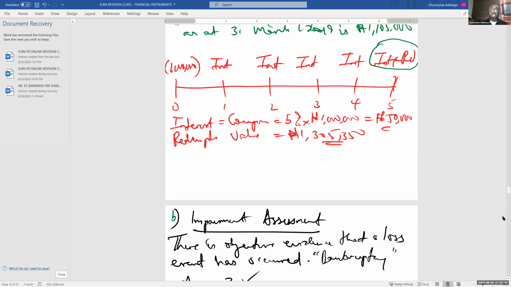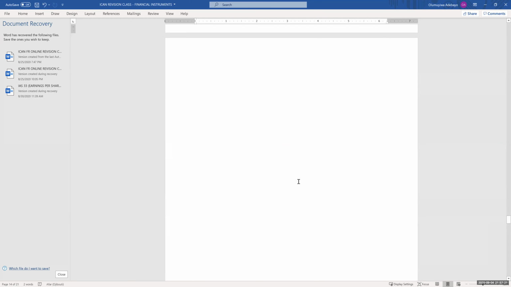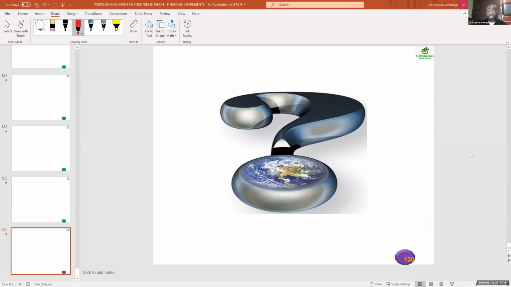Now let's look at, I told you that we can use a simplified approach rather than this general approach. Now let me share the screen back to the simplified approach. Simplified approach is using what we call practical expedience.